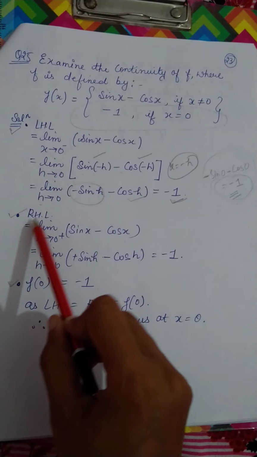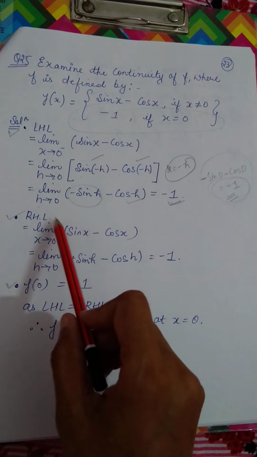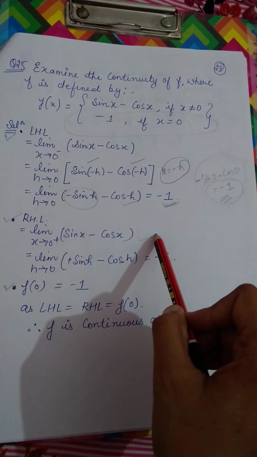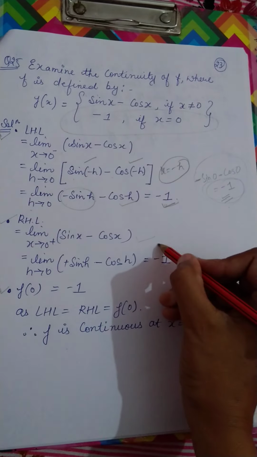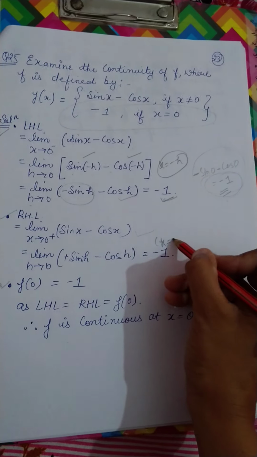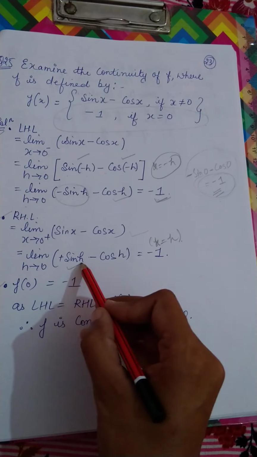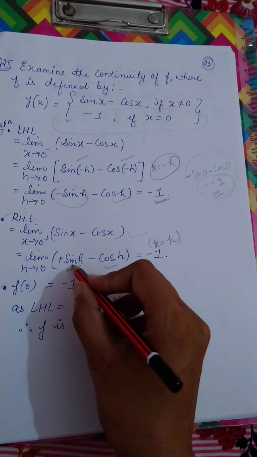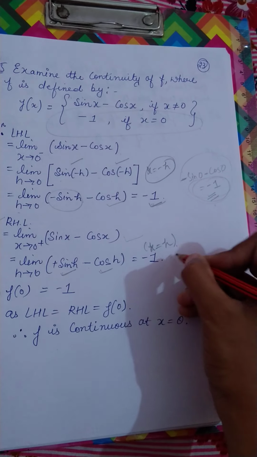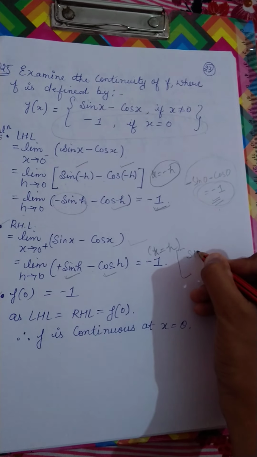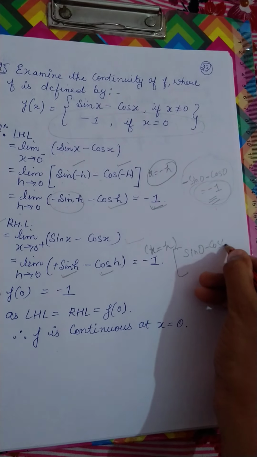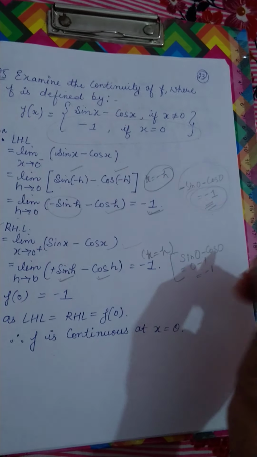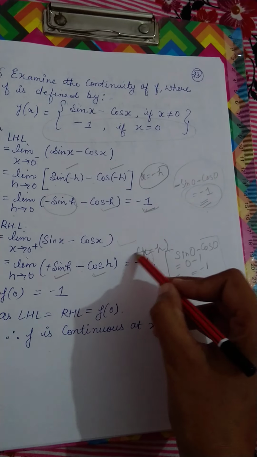Now next is your RHL, and in your RHL, beta, limit of x tends to 0 positive sin x minus cos x. When you put x is equal to positive h, we will get sin h minus cos h. When I put 0, sin 0 minus cos 0 will give me the answer 0 minus 1, that is minus 1. So my answer over here will come minus 1.